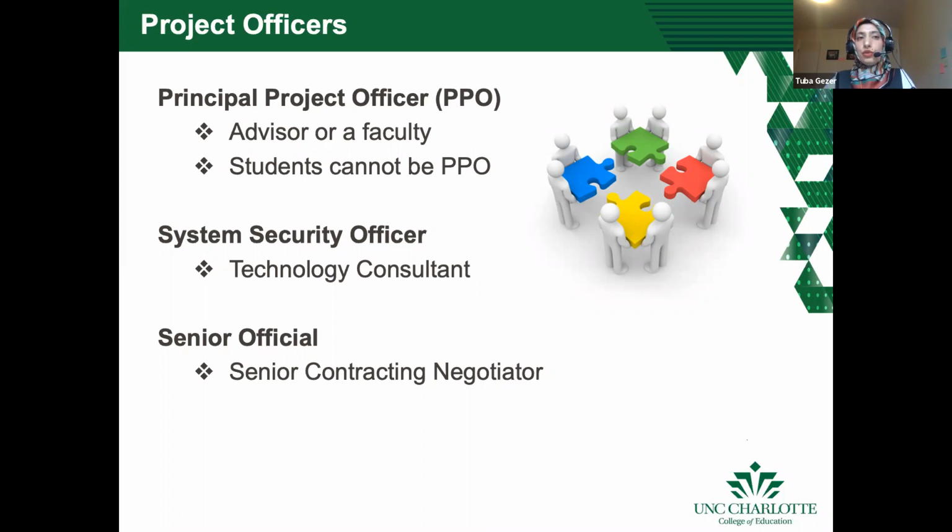So if your institution is not familiar with that process, you can start by asking questions. You can talk to your mentor, and I'm sure they will find a way to navigate that process with you.